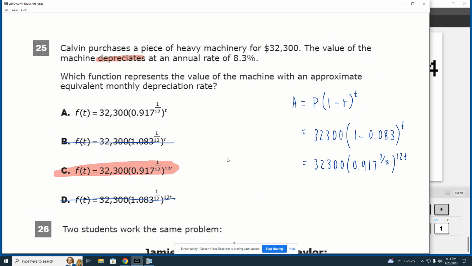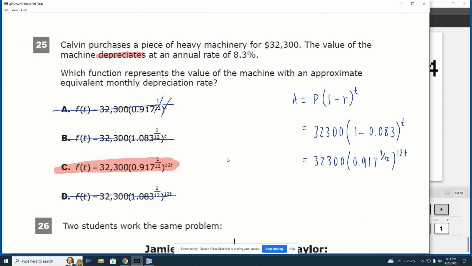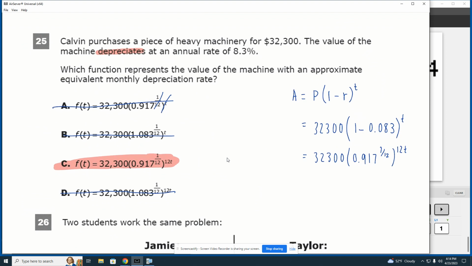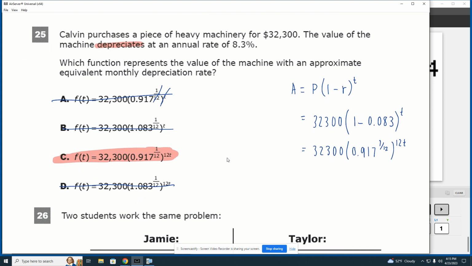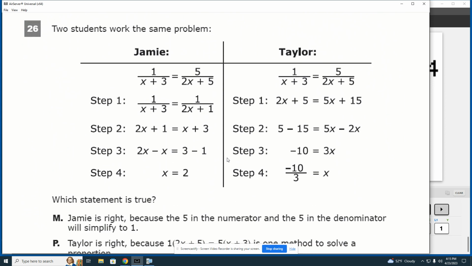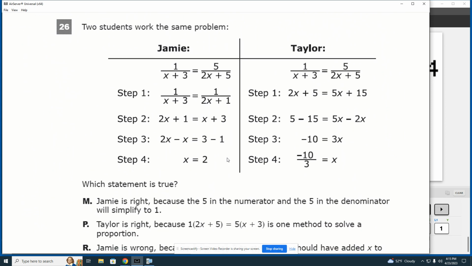Okay? It's not this one because it didn't do it to both. So it's definitely C. All right? So use depreciation. Then you can narrow down A and C. And then, of course, hopefully you guys recall, if it says something about monthly depreciation, you have to do the 1/12 inside, 12T outside.